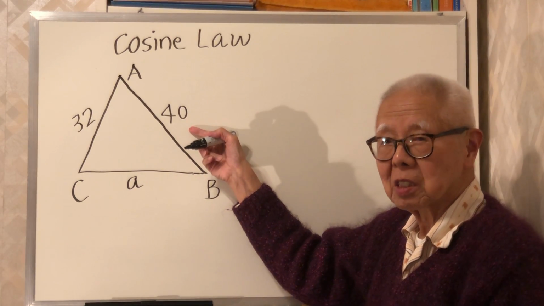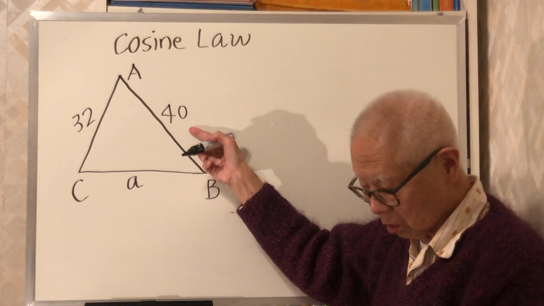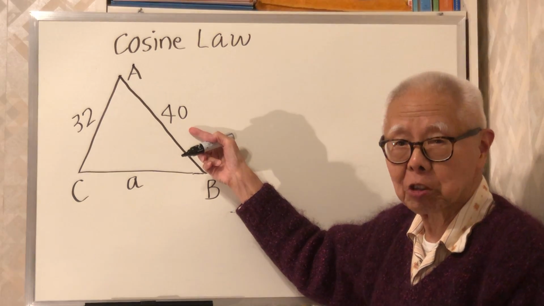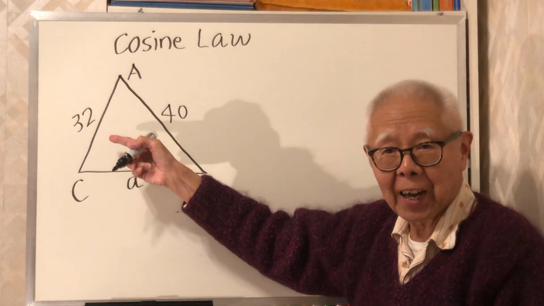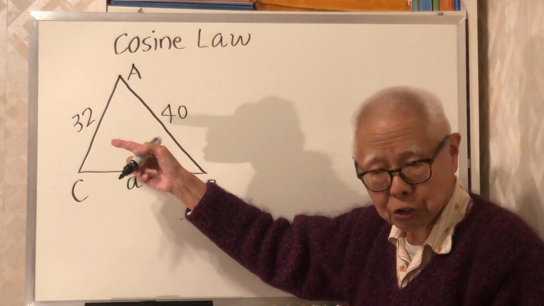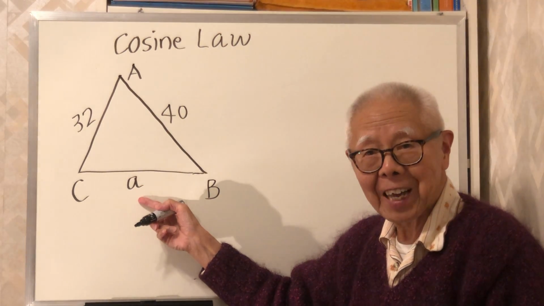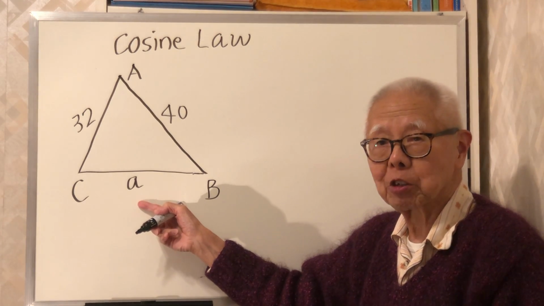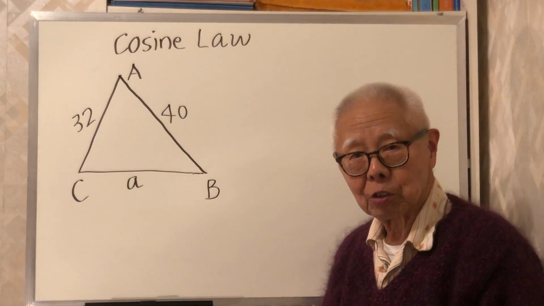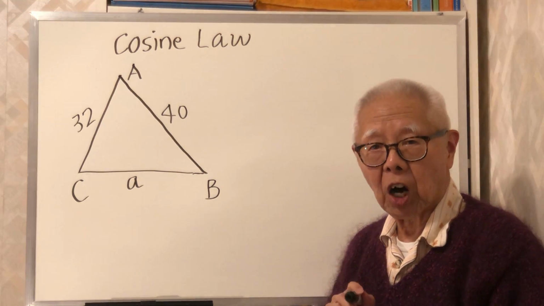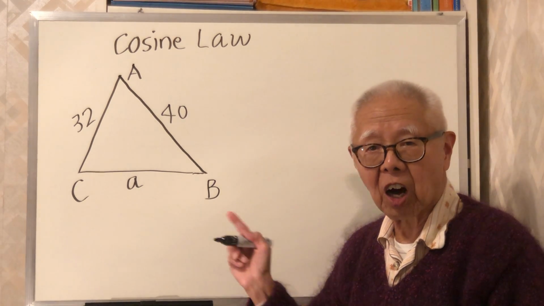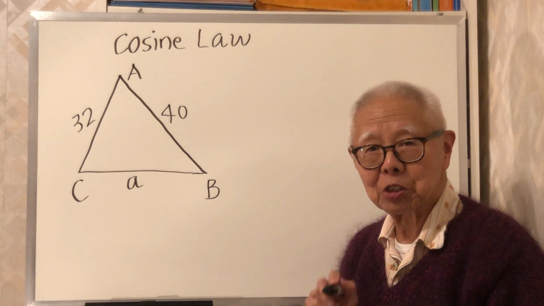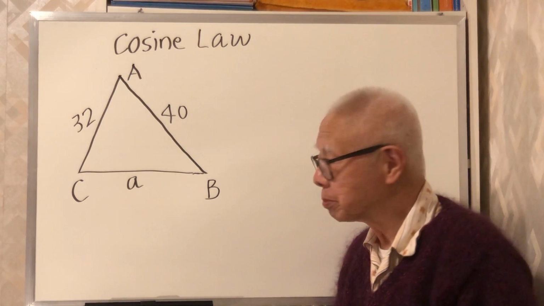This side is 40 meter. Okay, actually it doesn't matter, 40 units. This side is 32 units. This is A side. A side is opposite to the angle A. So in this question, we want to find how long the A side is. To do that, we use cosine law.